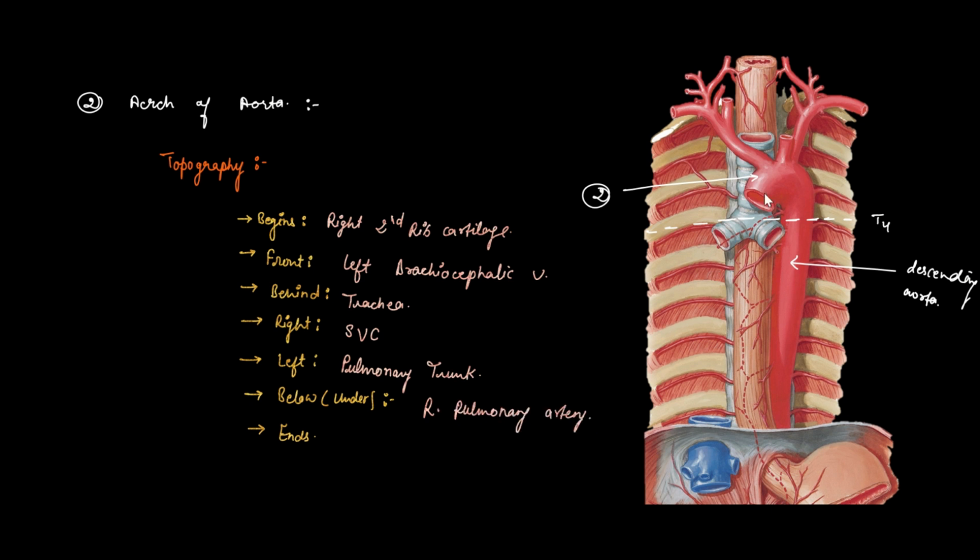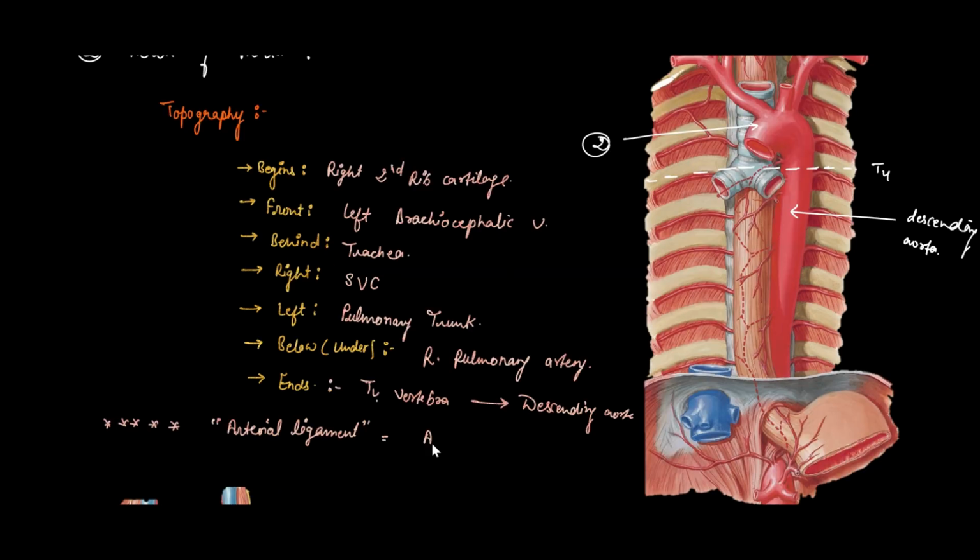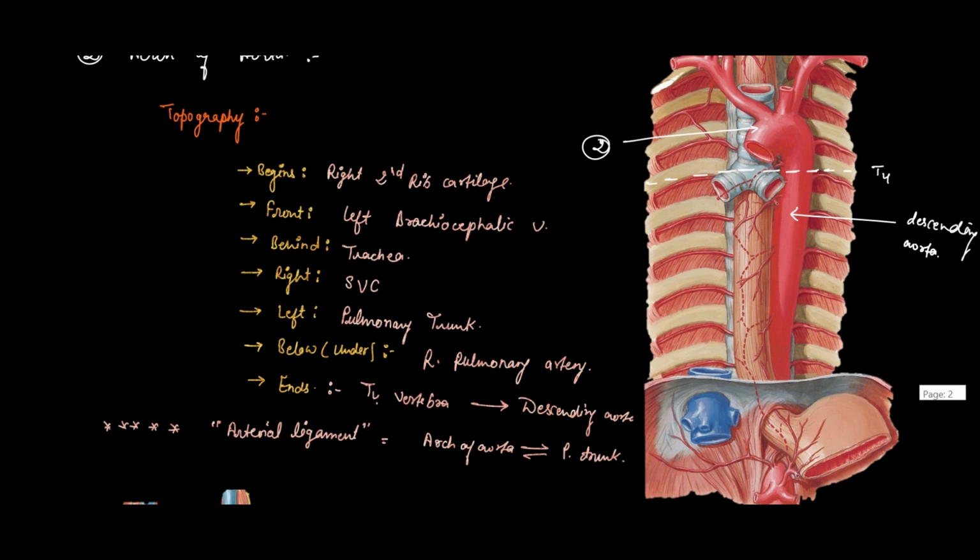Finally, at the level of the fourth thoracic vertebra, it gets transformed into the descending aorta. So at the level of the T4 vertebra it gets transformed into the descending aorta. The very important point which we studied here was about the arterial ligament. It connects the arch of aorta to the pulmonary trunk. So the topography is completed.